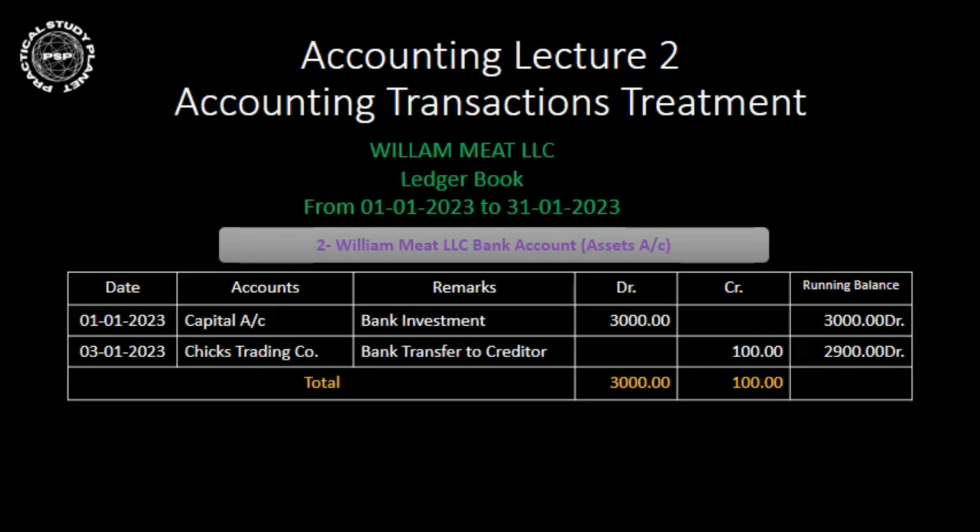Next, William Meat LLC bank account. Here in the bank account, when the business started there was a 3000 balance, which is against the capital. After that, one transaction paid to the Chicks trading from the bank, an online transaction, 100 decreased, so the bank balance reduced to 2900.